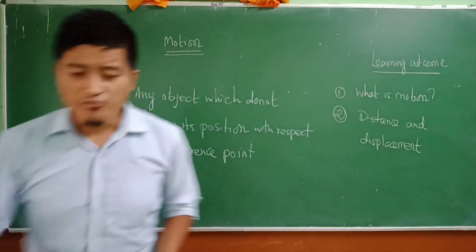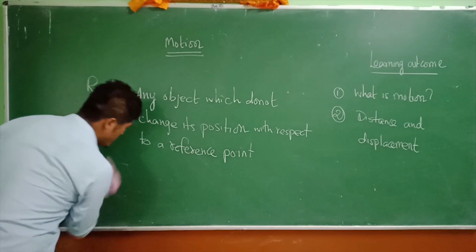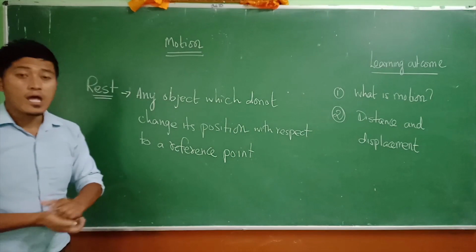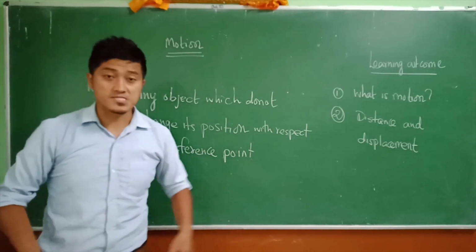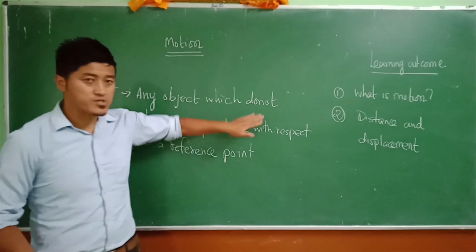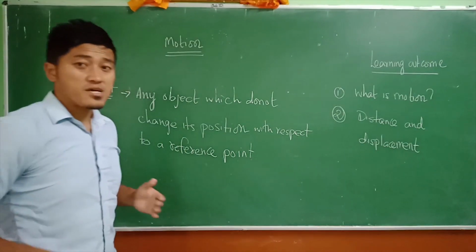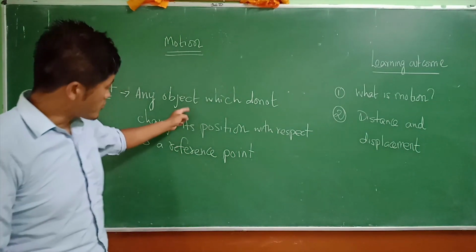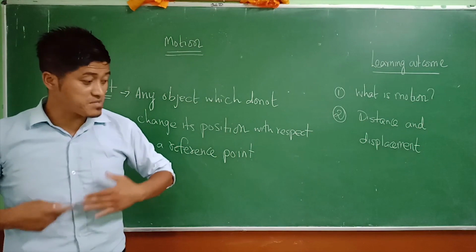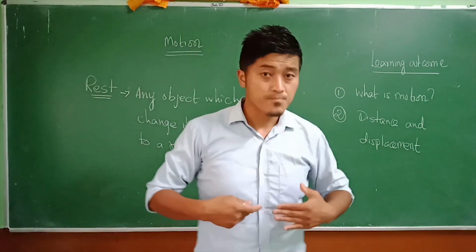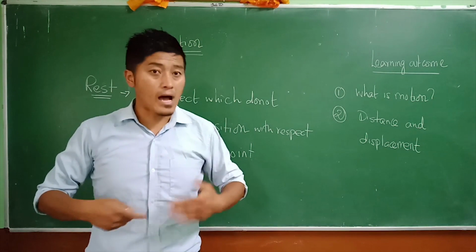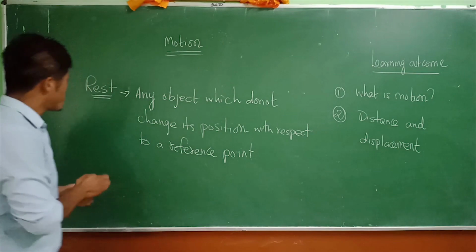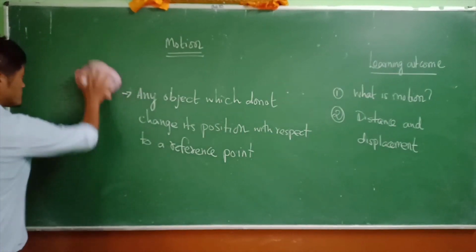Now, if we go for motion, motion means that with respect to the reference point, an object has to change its position. For example, let's imagine this is the blackboard and I'm standing over here. If I'm not changing my position with respect to the blackboard, you can say I'm at rest. But if I'm changing my position from here to there, you can say I am in the process of motion. So this is what we define as motion.